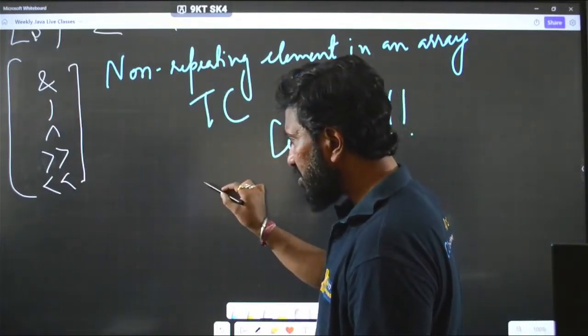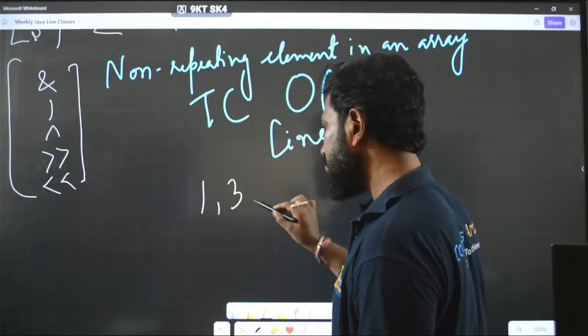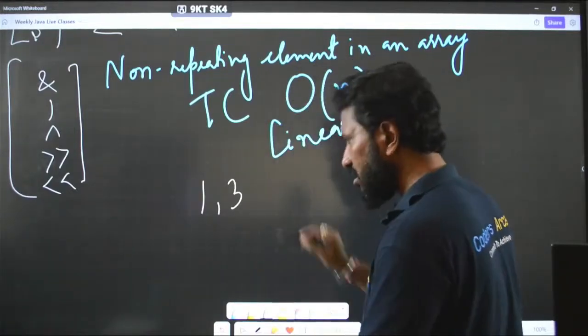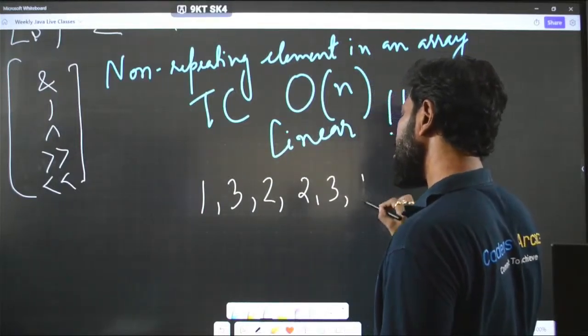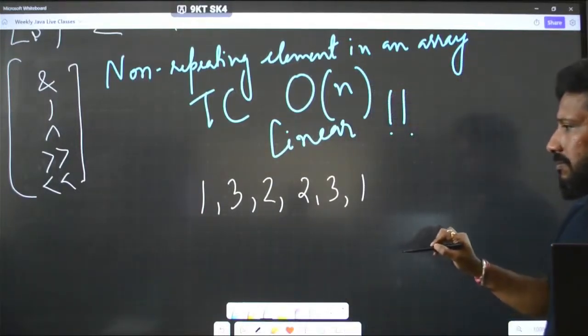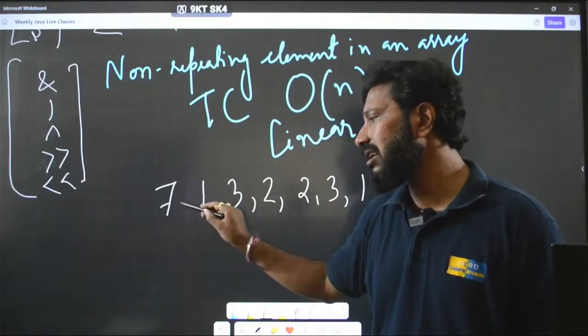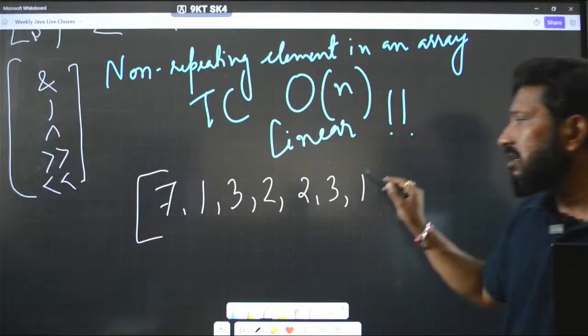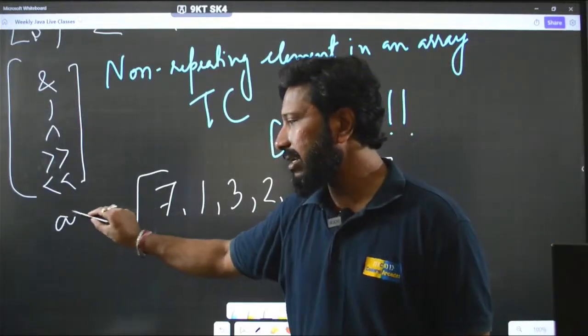I have an array something like this. Say I have 1 2 1 3 2 2 3 1, and say I have 7 as one more element. Okay, so these are the elements I have in my array ARR.